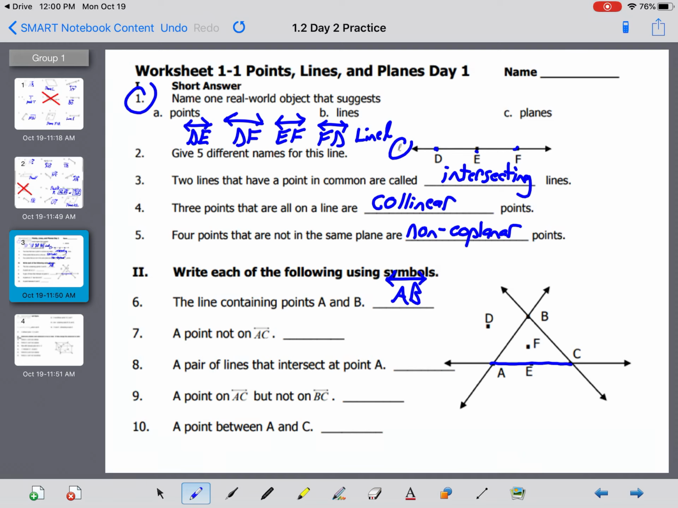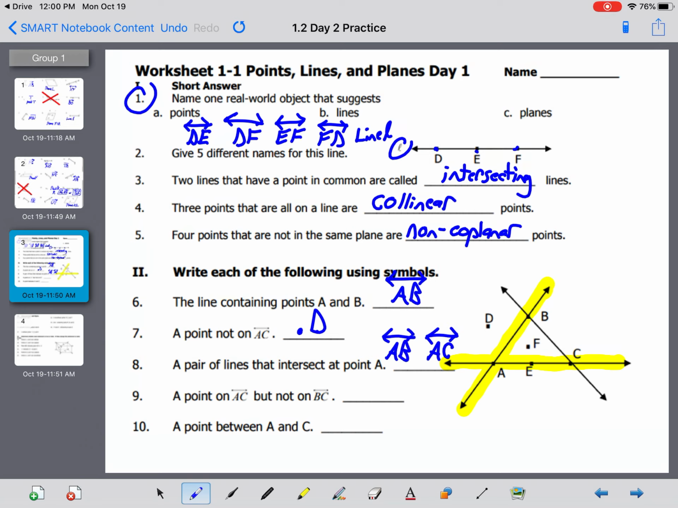A point that is not on AC. Well, that means E is out, so we could pick any other point. So I'm going to choose D. A pair of lines that intersect at point A. Well, if you take a look, if they intersect at A, that means they run through it. So we have this one and this one. So that would be line AB and line AC.